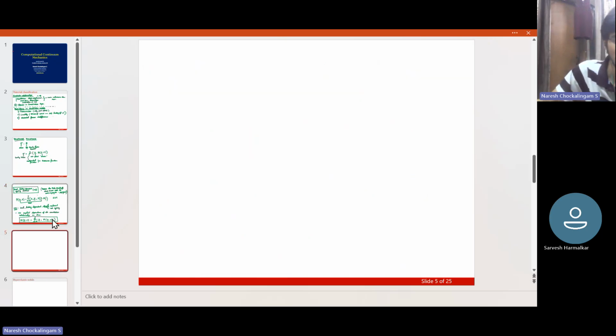So this is M2. Now let us look at the third type of material, which is simple elastic. Now I can call this M3, which is simple elastic materials.